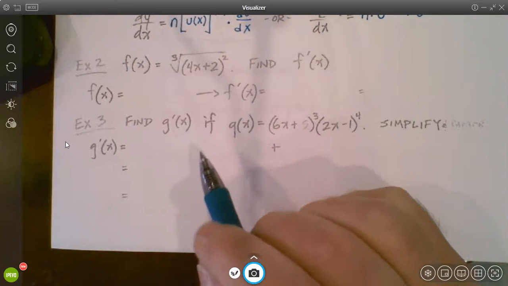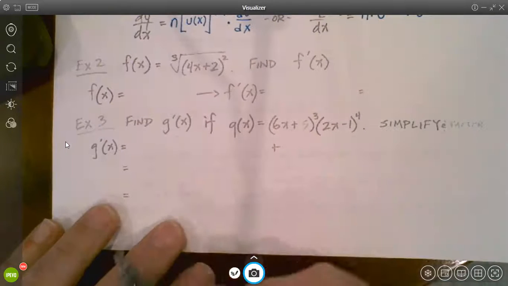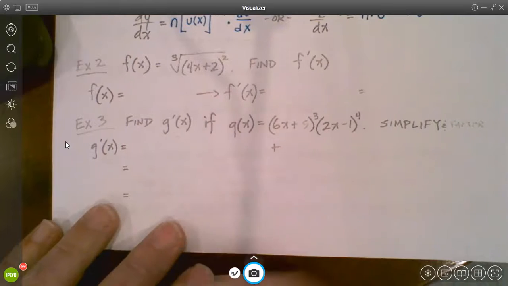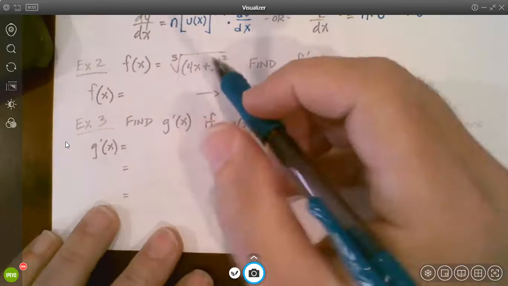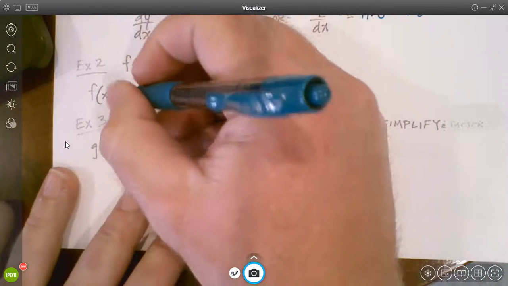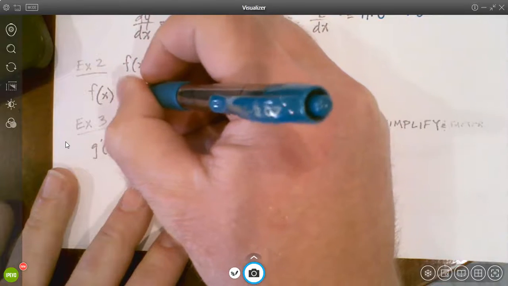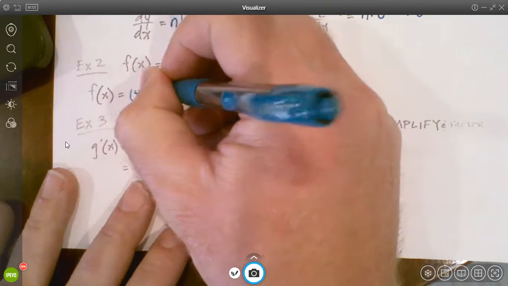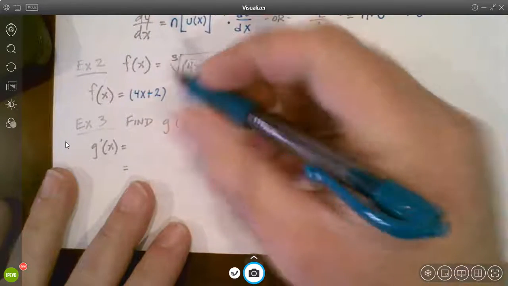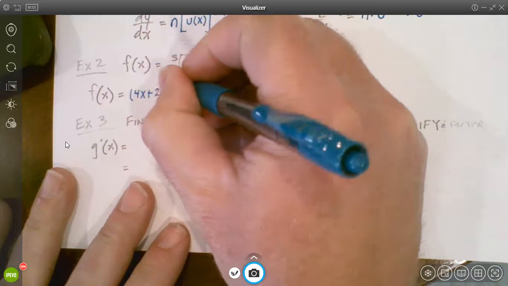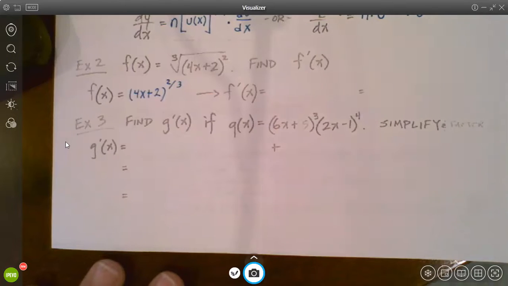All right, so one thing to consider, as always, is putting this in a bit of a friendlier format before we even try to do a derivative. So we never want the radical. We're going to write that as 4x plus 2 to the 2/3 power. So we just want to get in the proper form first, and then we're going to go through with our process here.